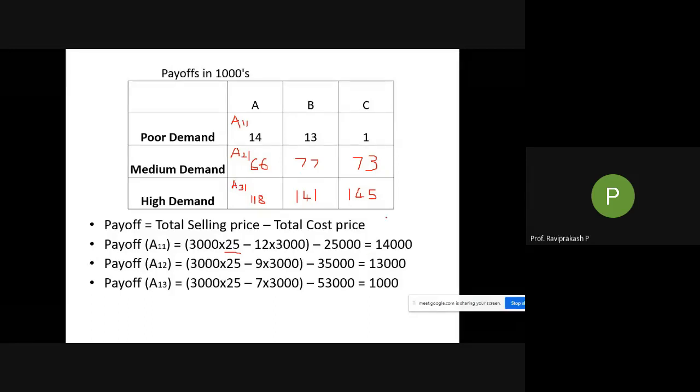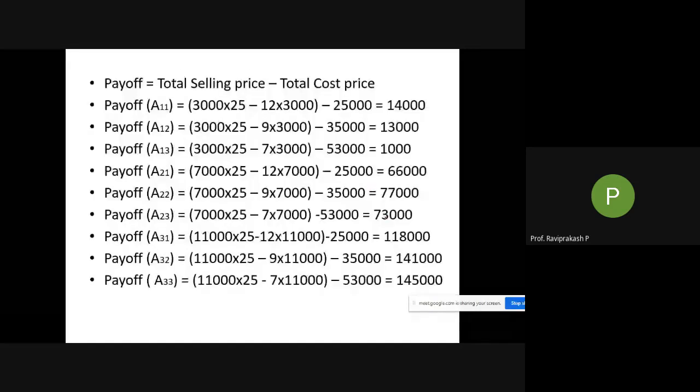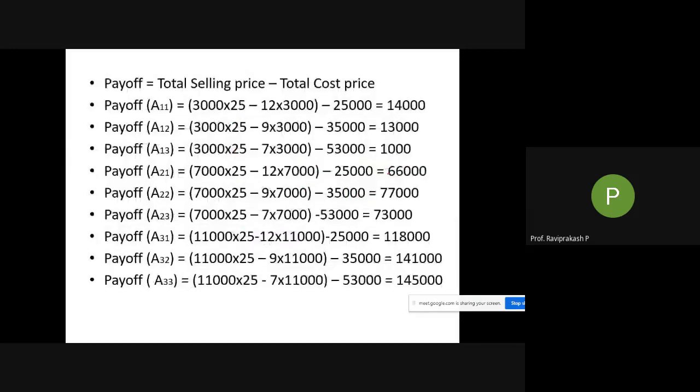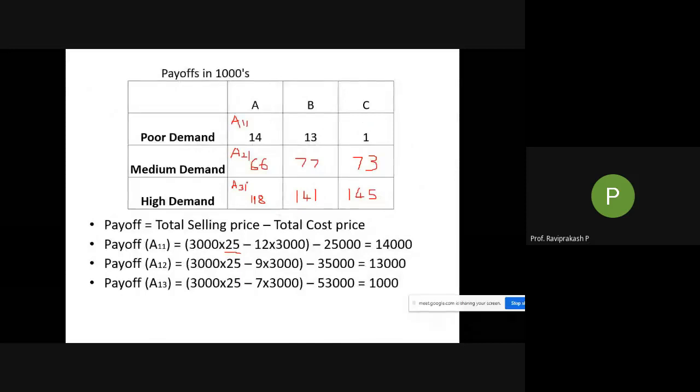Okay, so by saying this, I think you guys are getting the same answers. So these are the payoffs that I have calculated for you. This is the only one sum I'll be calculating like this. Rest all you should do and tell me. So here 14, 13, 1, 66, 77, 73, 66, 77, 73, 118, 141 and 145. And these are the same ones that you have got, right?